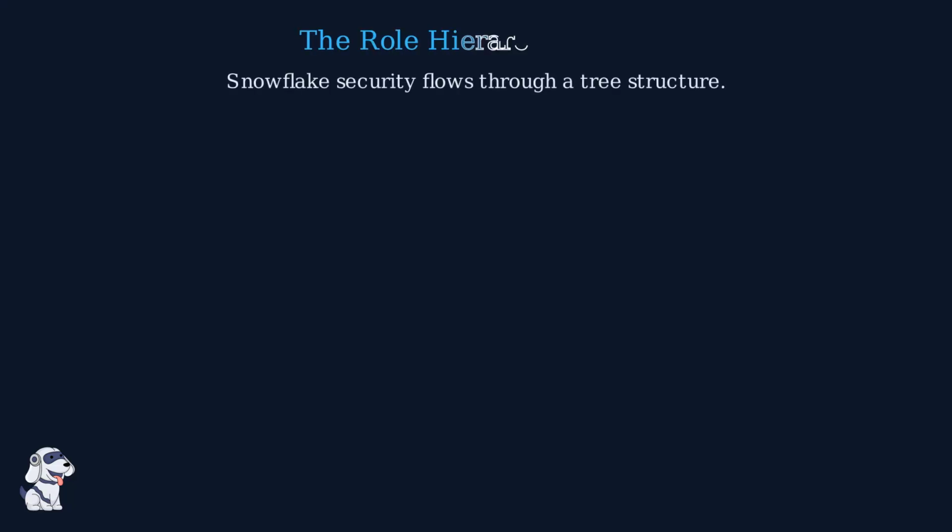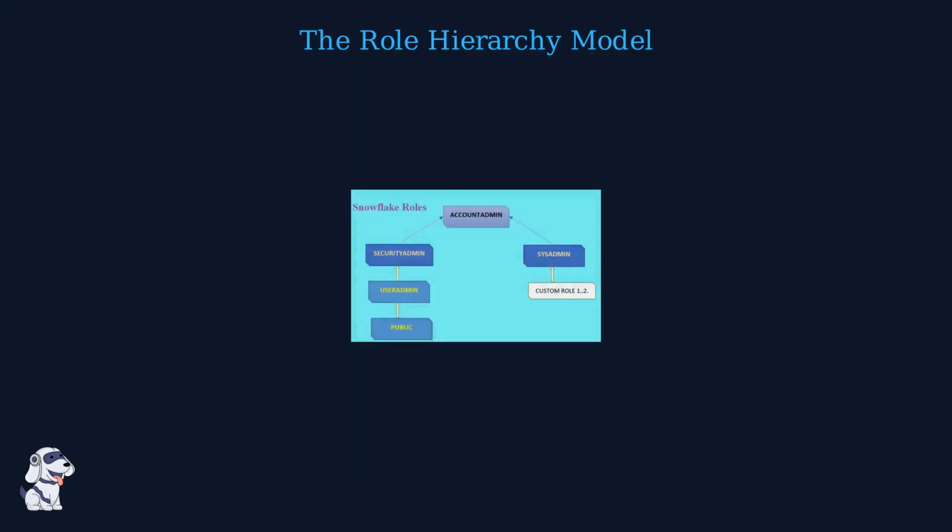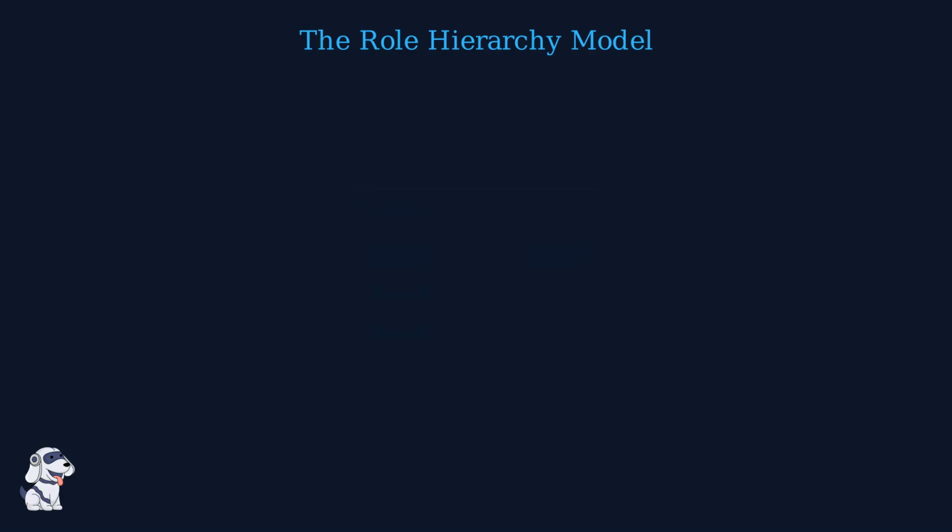At the heart of Snowflake security is the role hierarchy. Think of it like an organizational chart where roles inherit permissions from one another, forming a powerful tree structure. By granting roles to other roles, you build a chain of access. Here you can see how system roles build up privileges.